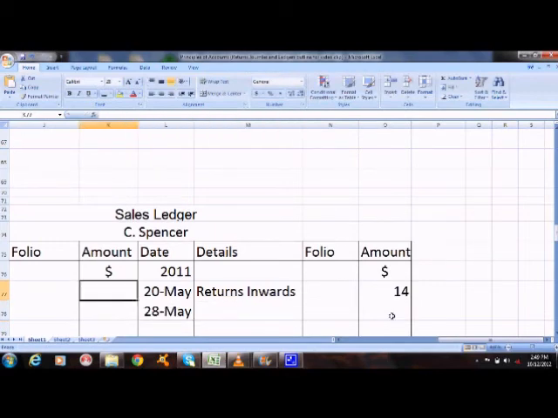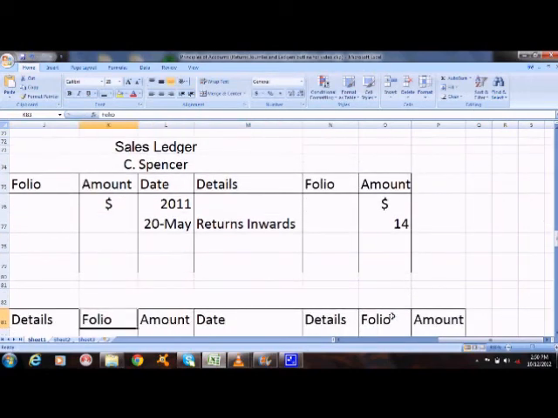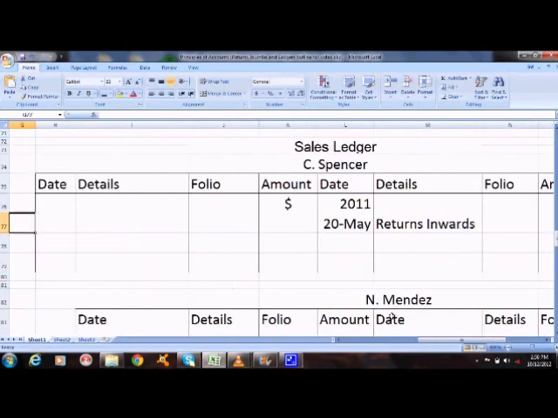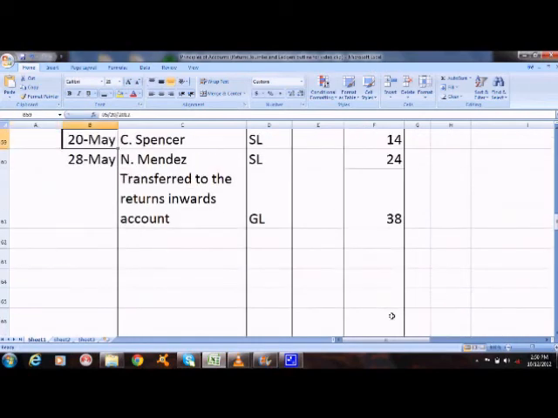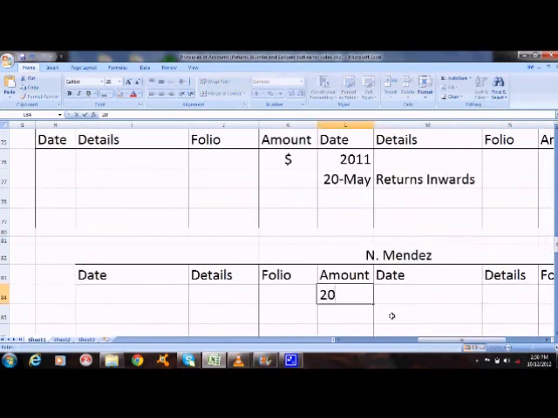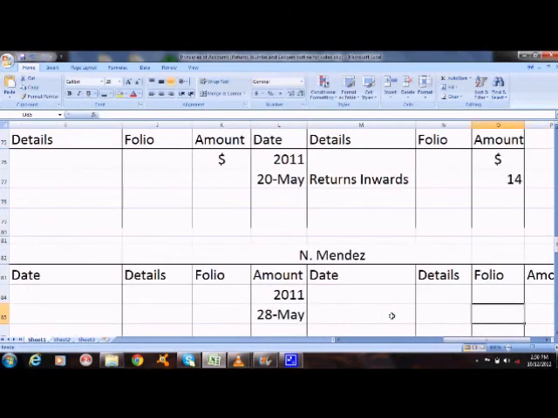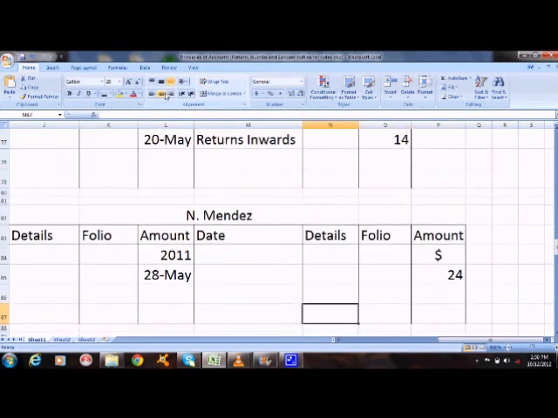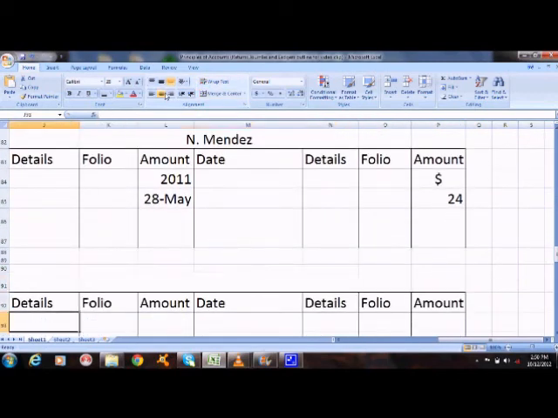Next one from returns inwards is Mr. N Mendes. Sorry about that. The amount is $24. 2011 May 28, N Mendes. The amount is $24. That's the amount for N Mendes.